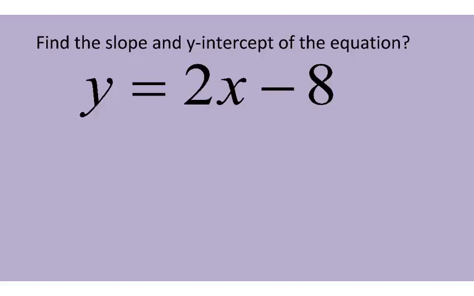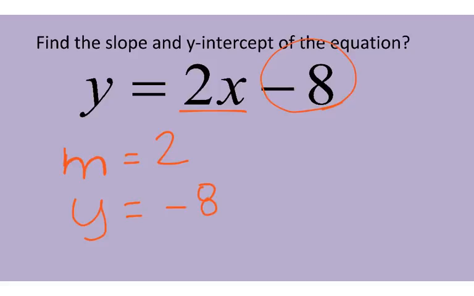All right, believe it or not, this video is almost over. This is yours to try all by yourself. I want you to find the slope and the y-intercept of this equation and then come back and see if you got it right. All right, let's see how you did. Remember, slope, m stands for slope, and that is 2 because that's the coefficient. And then the y-intercept is -8.